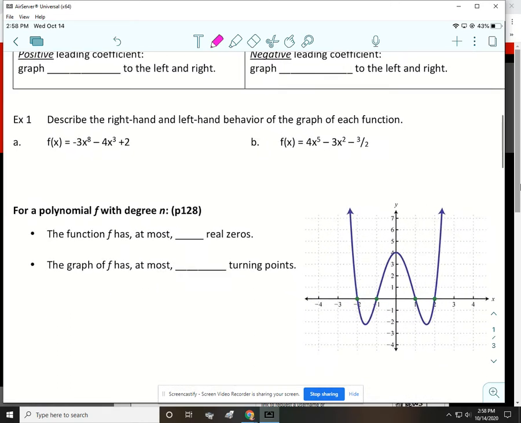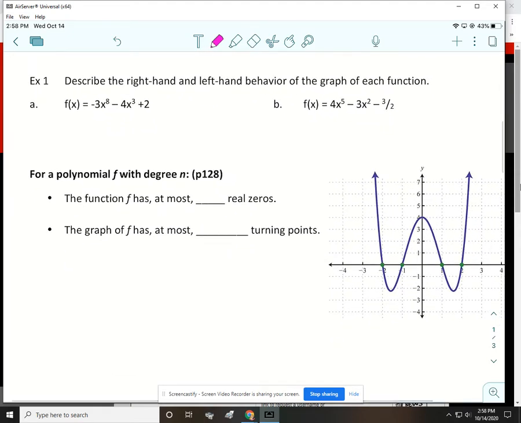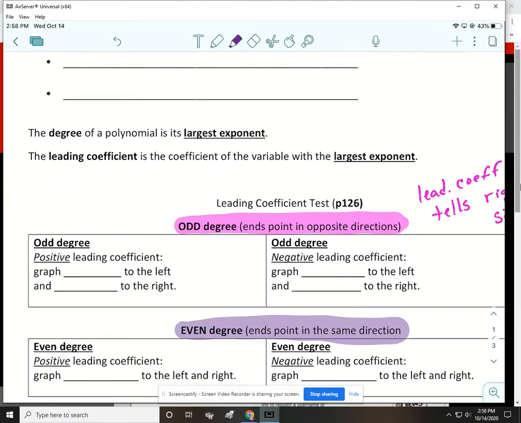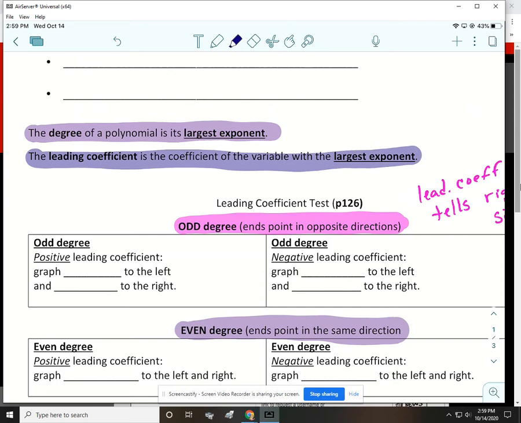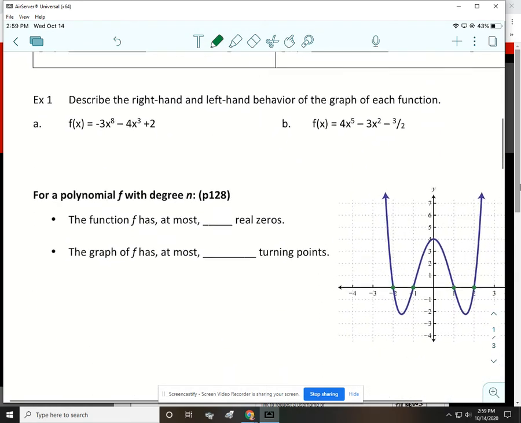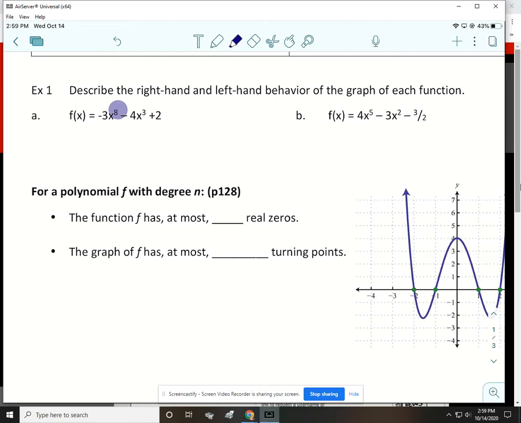So let's look at example 1. We're going to give the right hand and left hand behavior of the graph for each function. So the end behavior. Now, one thing that I think you probably remember from algebra 2 is that the degree of a polynomial is its largest exponent, and the leading coefficient is the coefficient of the variable that has the largest exponent. So if we're looking at example 1, the largest exponent is an 8, so that's an even number, so it's an even degree. That means the ends are going to point in the same direction.